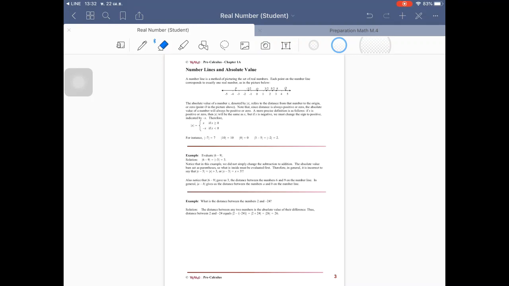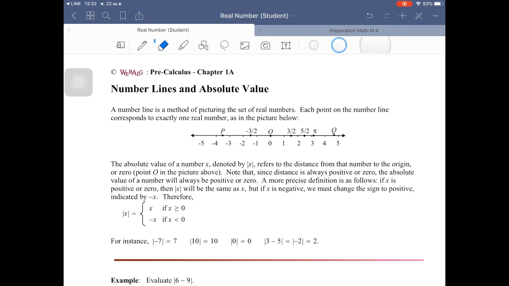Okay, the next topic is number lines and absolute value. The number line is a method to show the set of real numbers, and you have already studied this in Mathematics 3 and Mathematics 2. So I will skip this part, the number line. Okay, next one is the absolute value.